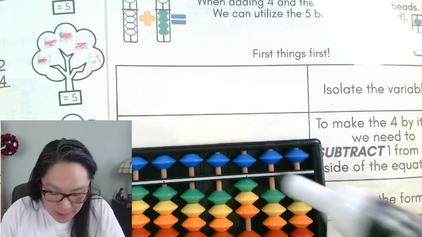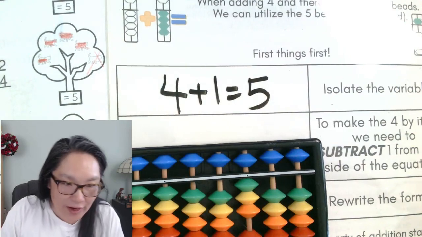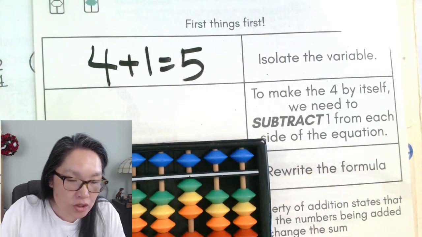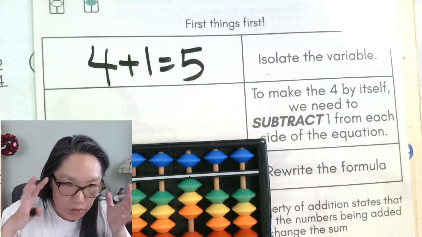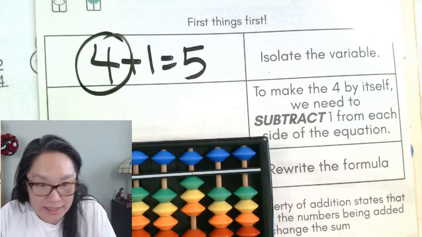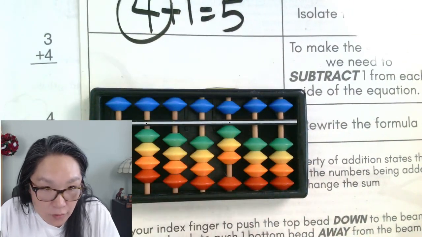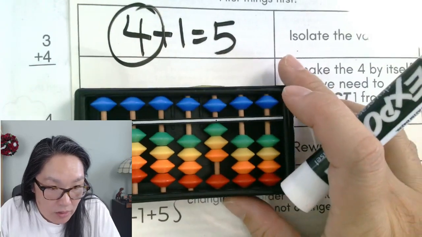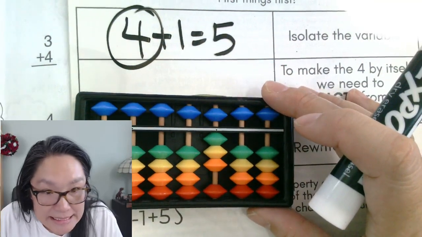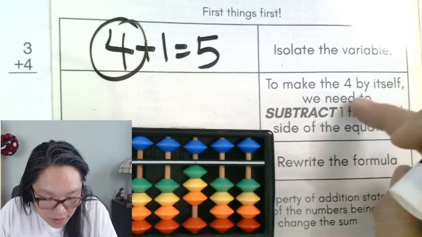All right, so what's going to happen is I have my stock equation. It's 4 plus 1 is equal to 5. Now we're going to do some modification. What does that mean? We're going to isolate the variable. So in algebra, you know how to isolate the variable. To isolate the variable means that we want to make this 4 by itself. Why? Because my question is talking about the 4, and on my abacus, I don't have any 4. If you notice, there is a 4, but it's in disguise.